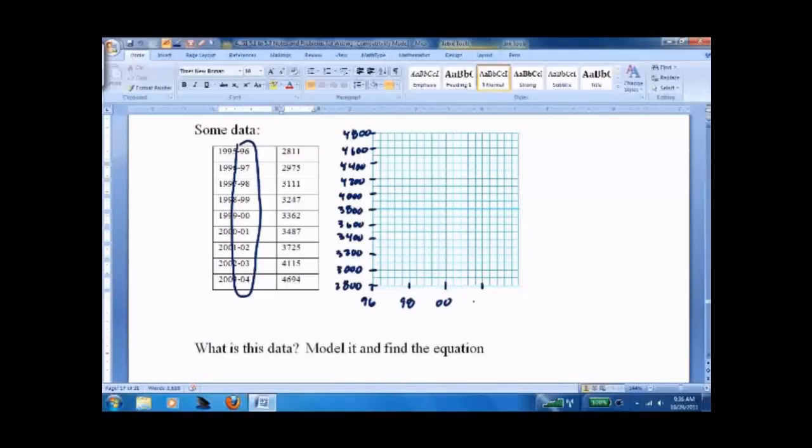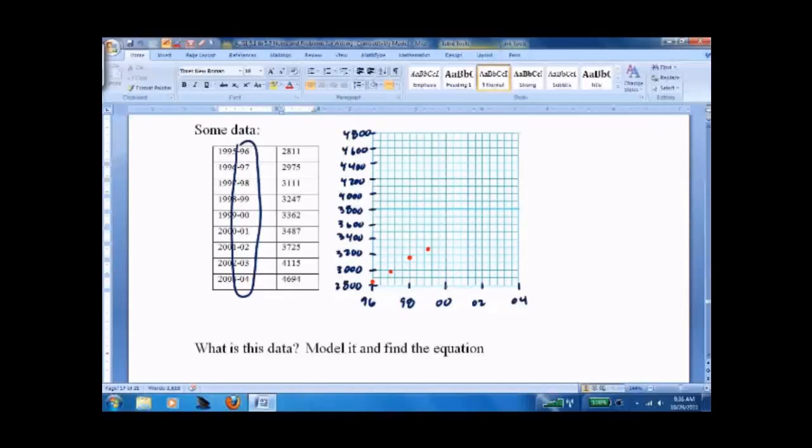Let's see if I screwed up or not. It looks like I did it right. Lucky me. And you'll make mistakes on this a lot. Don't be shy about going back and fixing things. So the first one's 2811, about there. 97, which is here, about there. 98, about there. 99, about there.